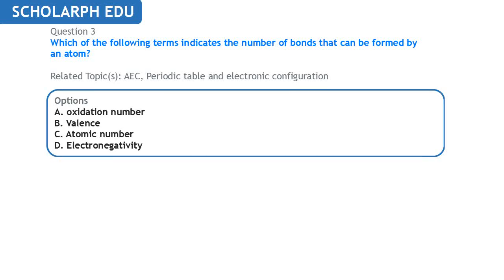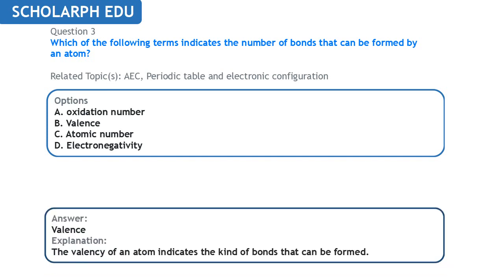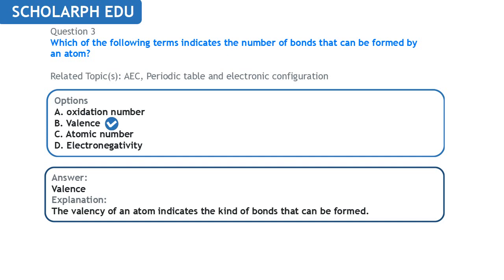Which of the following terms indicates the number of bonds that can be formed by an atom? That is the valence, the valency of an atom. That is the number of valence electrons that you have in the atom. The valence electrons are the electrons in the outermost shell of the atom. The number of those valence electrons indicates the kind of bond that that atom will form.